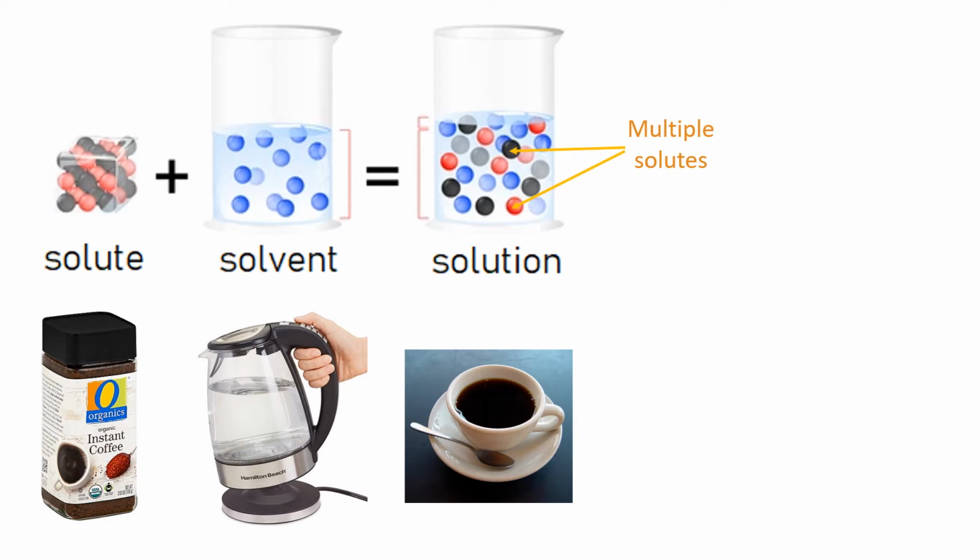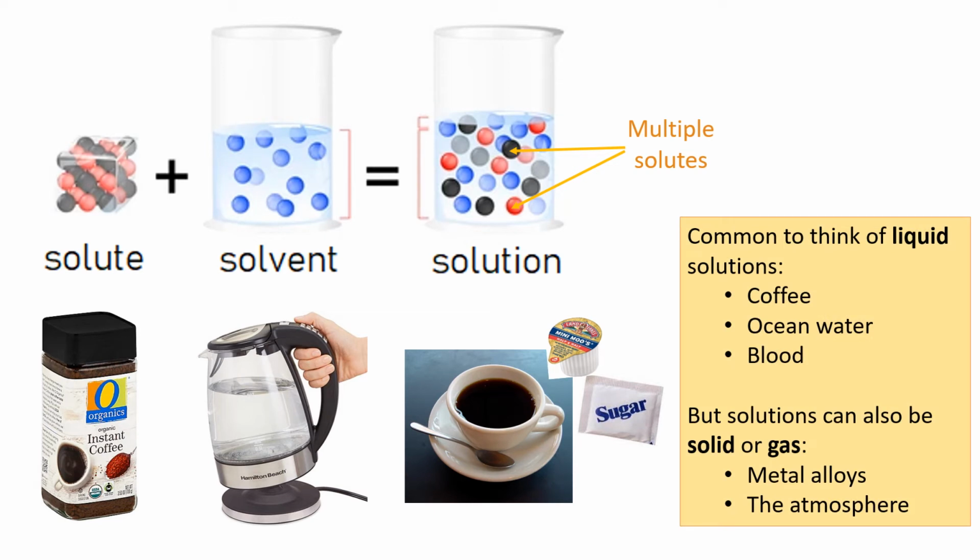Notice in the cartoon image, though, there are multiple different colors of cartoon blobs being dissolved in this solution, and that's true to life because coffee could contain multiple different types of solutes as well. And while it's common to think of liquid solutions like coffee or ocean water or blood, solutions can also be solids or gases. Metal alloys are solid solutions, and the atmosphere, the air that we're breathing, is a solution of multiple different types of molecules in their gas form.